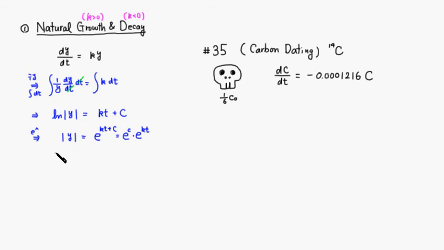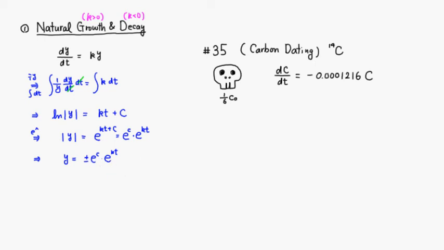Then we need to get rid of this absolute value sign, so it's going to be either plus or minus. So y is equal to plus or minus e to the c, times e to the kt. When you're talking about a population or something like that, it's going to be a positive one, because we don't talk about negative population.